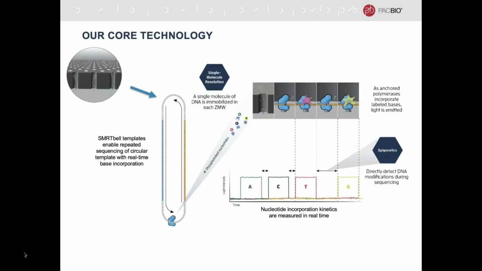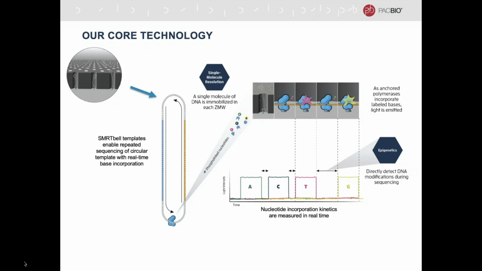So to zoom into that ZMW just a little bit deeper, you can see that it's a well that is going to contain that one single molecule of either DNA or RNA. And so we're actually diffusing that single molecule into the ZMW, and the polymerase is bound to the bottom. So we're watching that polymerase incorporate phospholinked nucleotides in real time. And then we're able to convert that into base calls and include the kinetics that are associated with that.